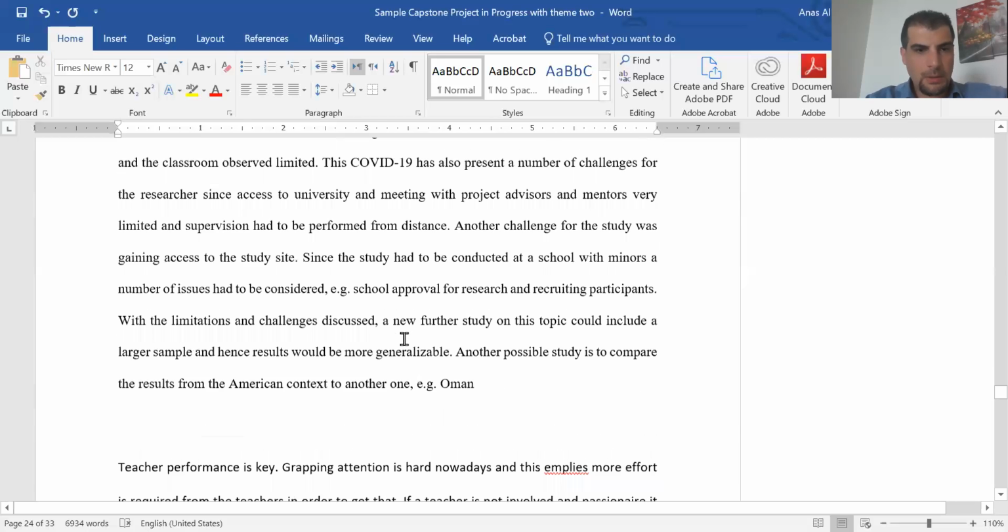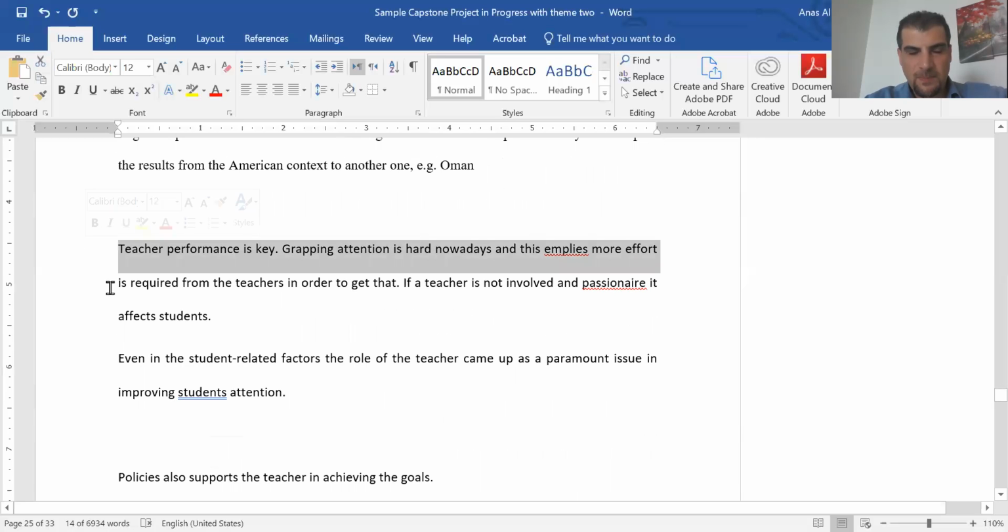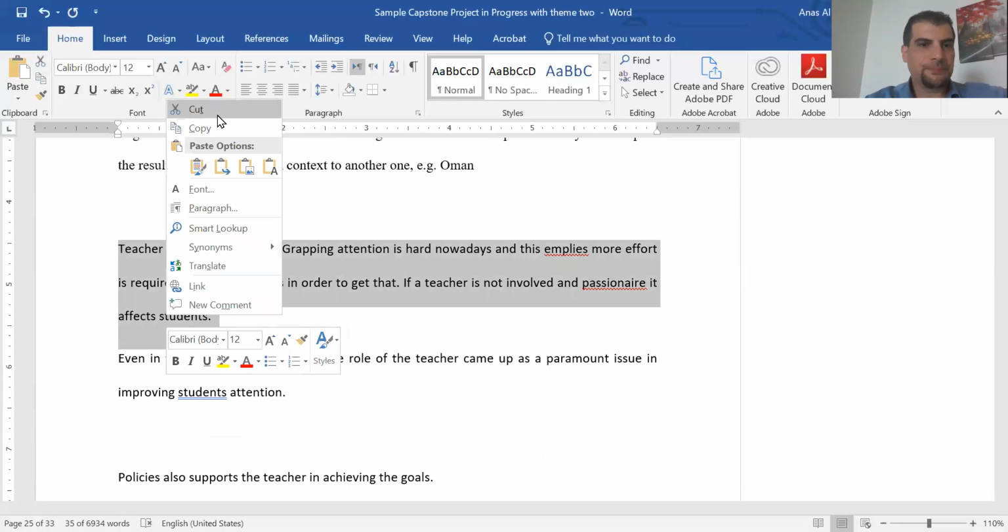Okay. Anything interesting as well here? "Teacher performance is key. Collaboration is the hub nowadays and implies more effective." Okay, another very interesting statement. I'll take it.